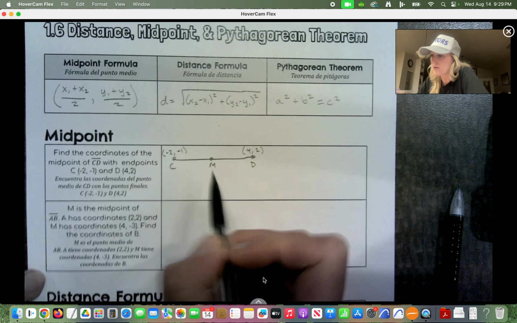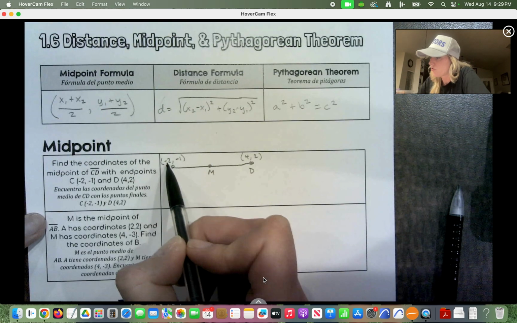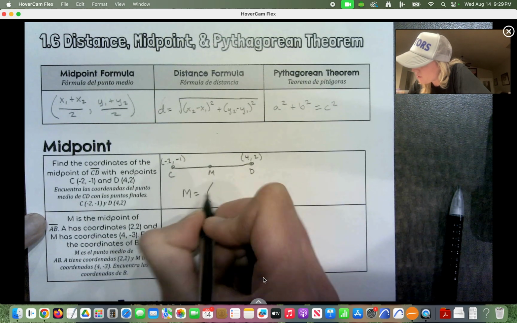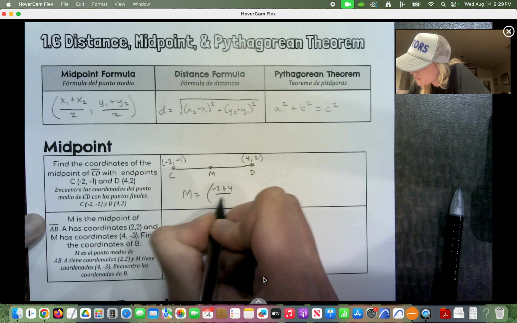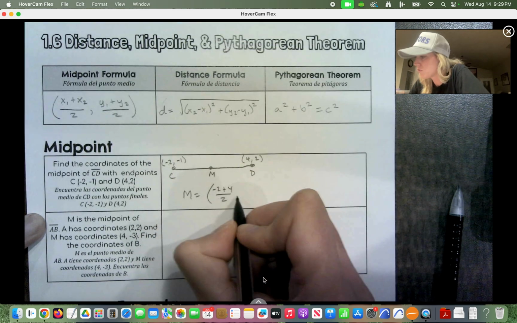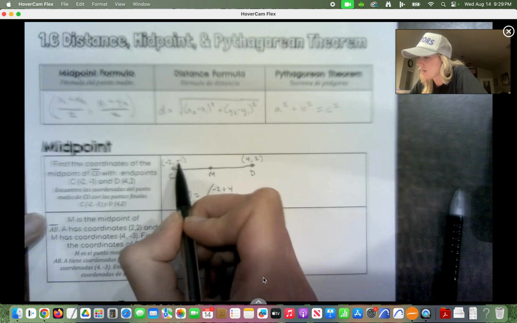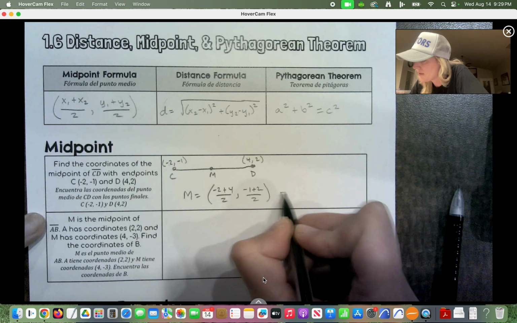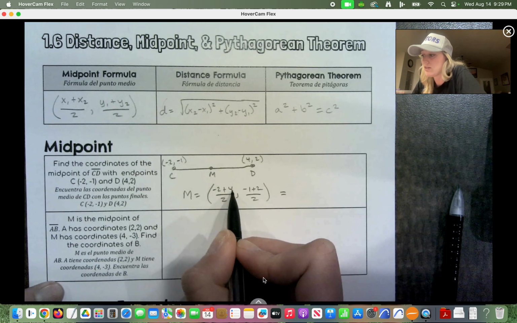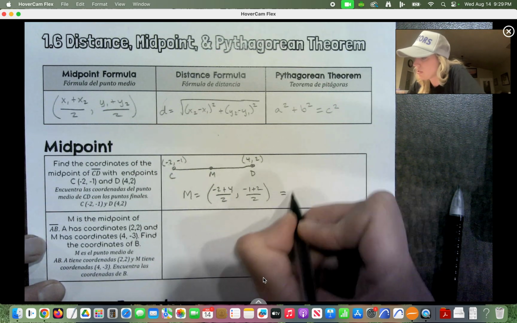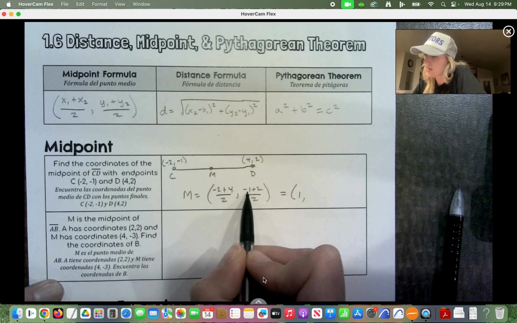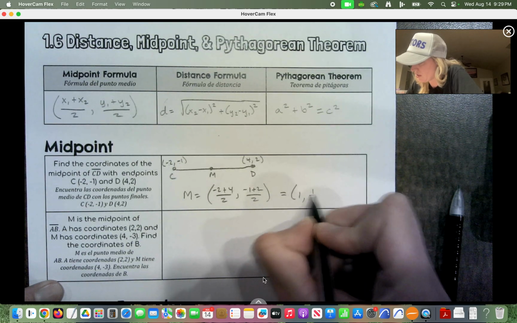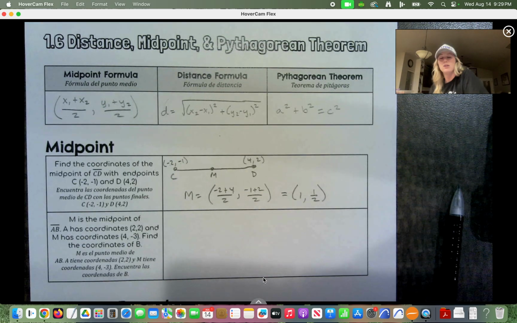So how I do this is I'm going to use my formula. I'm going to add the two x's, -2 plus 4, and divide by 2. That'll give me the new x coordinate. And I'm going to do the same thing for the y's. -1 plus 2, and divide by 2. And then I just simplify. So -2 plus 4 is 2. 2 divided by 2 is 1. -1 plus 2 is 1. 1 divided by 2 is 1/2. So I'm just going to leave it like that. Okay.